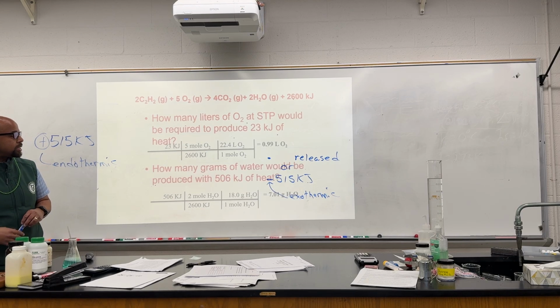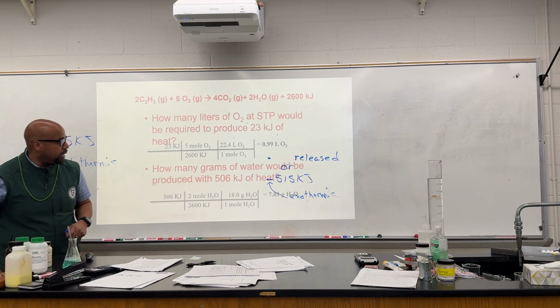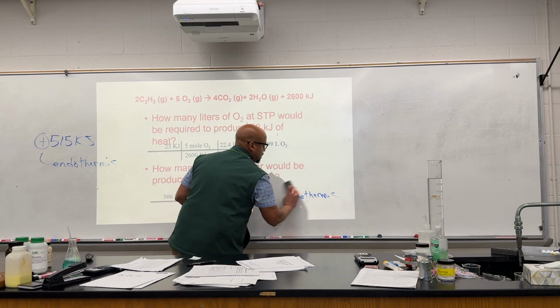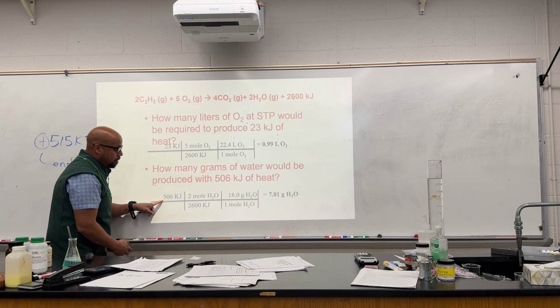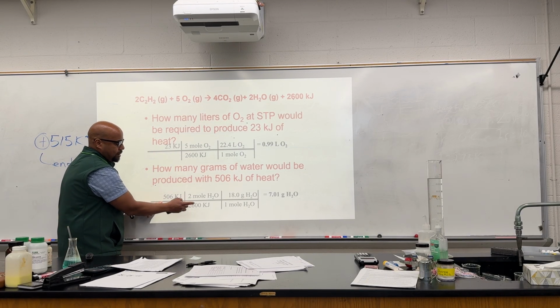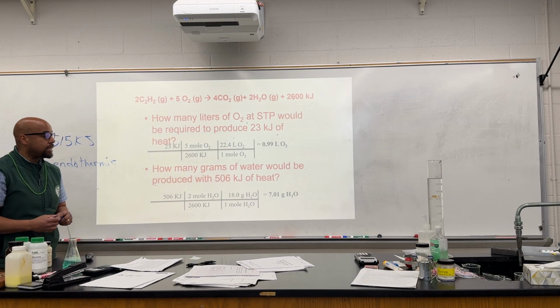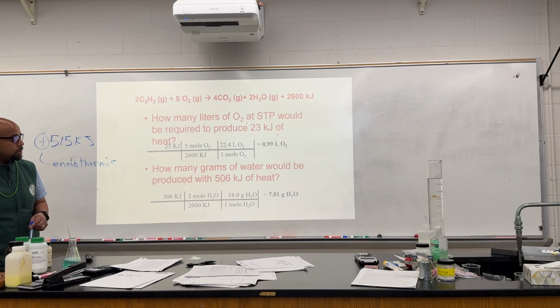The next one simply says, how many grams of water would be produced if we had 560 kilojoules of heat? If I have that amount of heat, then once again, I can easily set this thing up. I'm going to take the heat. I'm going to say, hey, for 2,600 kilojoules, that would be 2 moles. So clearly, I don't have 2 moles of water. But because they want me to figure out how many grams, I just go through and say, based upon this, I got 7.01 grams of the actual water being produced here.